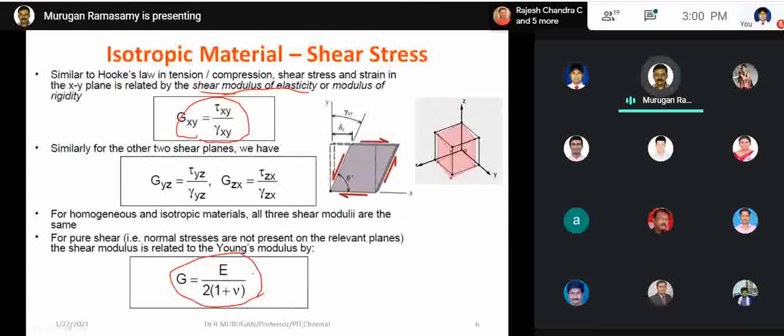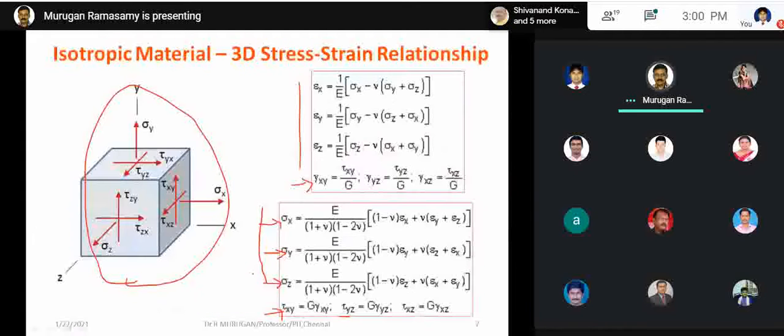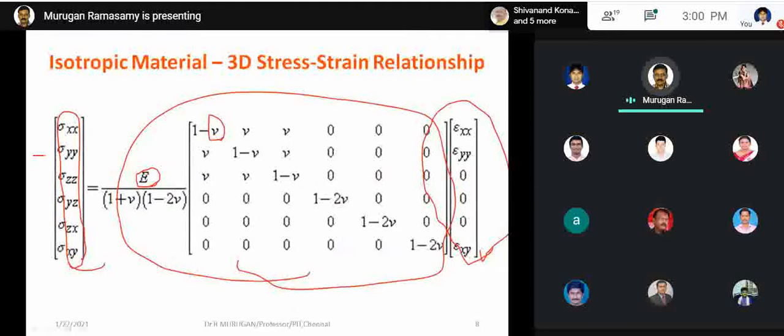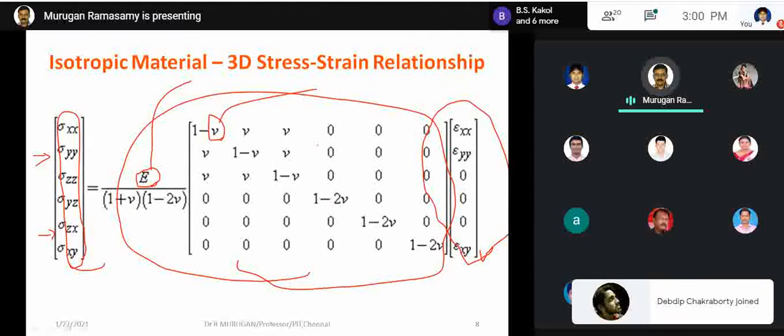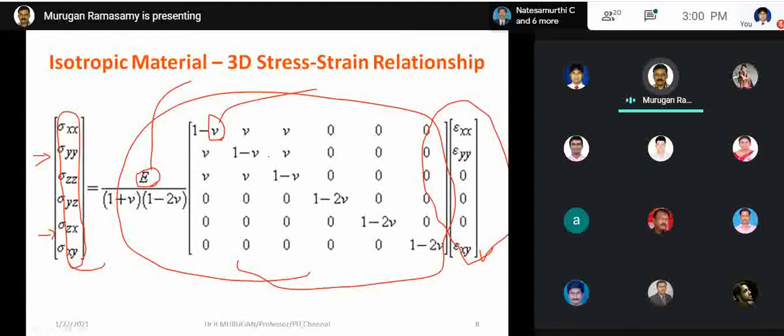So for isotropic material, if you want to find the 6 types of stresses, 3 normal stresses and 3 shear stresses, we need only 2 elastic constants. One is Young's modulus, another one is Poisson's ratio. For this type of isotropic material, by conducting a simple tension test in the UTM machine, we are able to get these 2 values. First you can get the stress strain plot. From that stress strain plot, you can easily measure the Young's modulus, and the Poisson ratio can also be measured by measuring the elongation of the rod, right? That you can also find out.